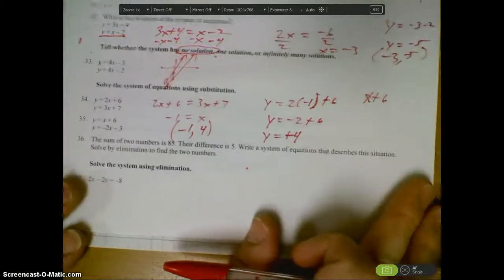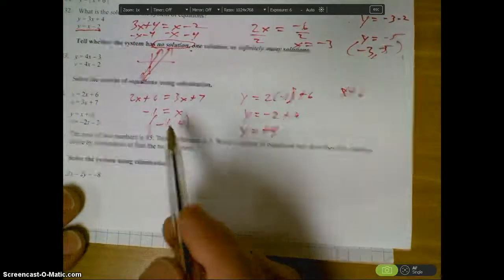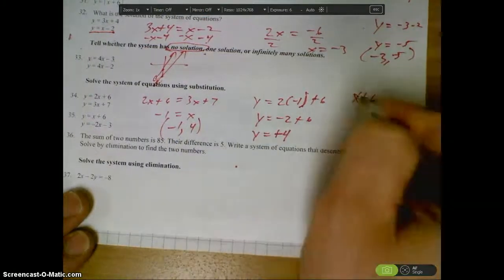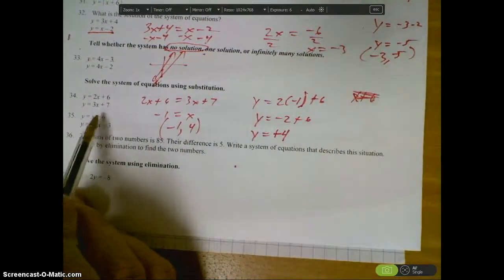All right, hello. We're going to finish up number 35. The last answer for 34 was -1 and 4. So let's take a look at 35. Again, we're solving the system.